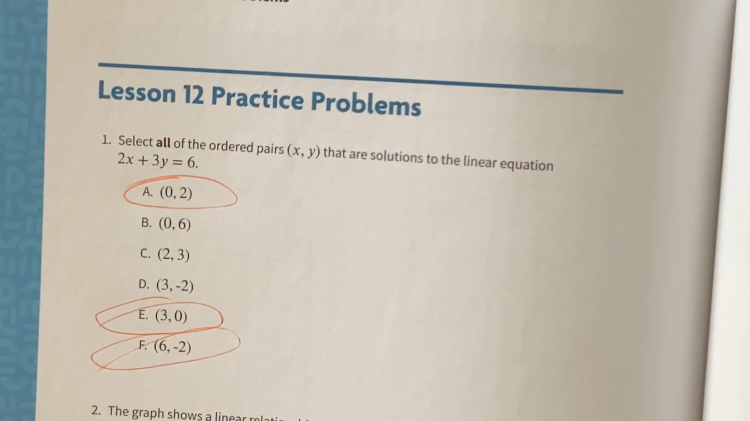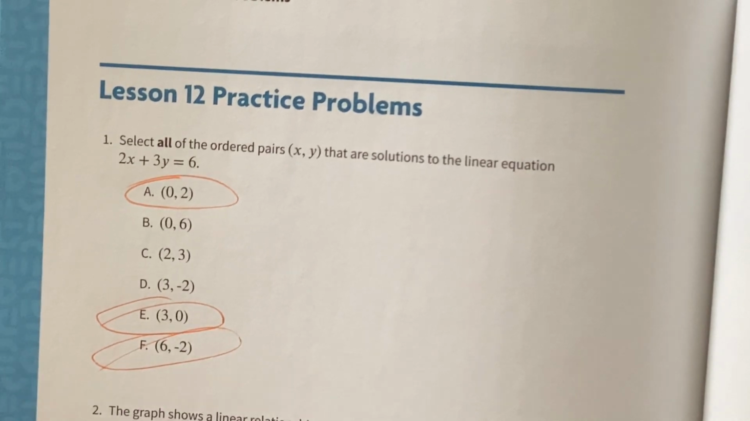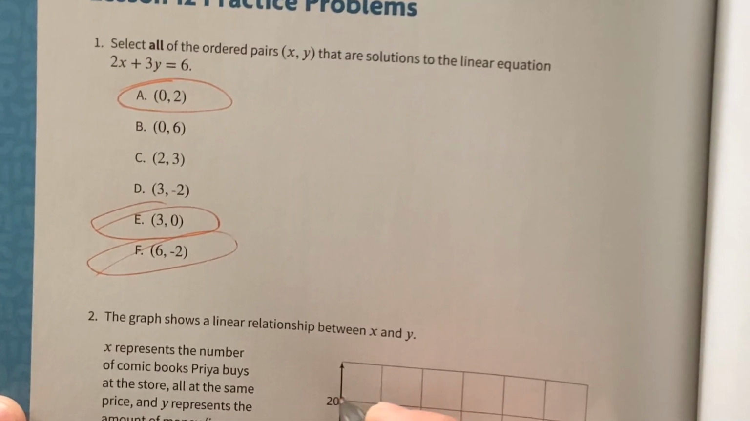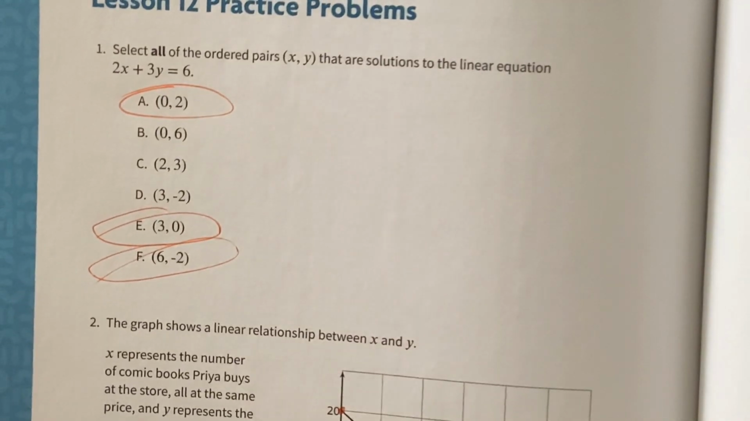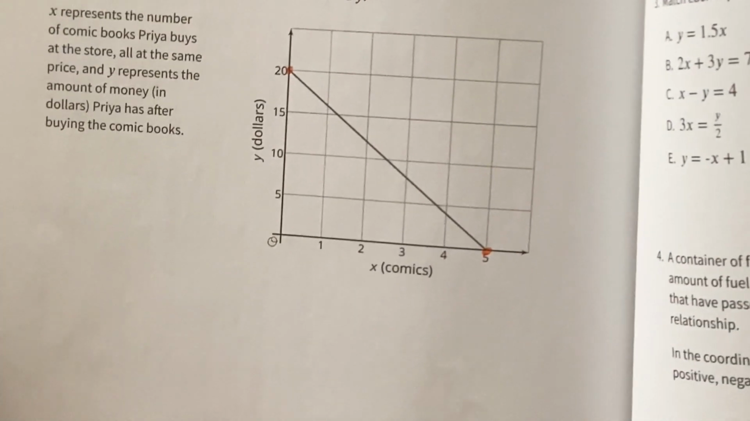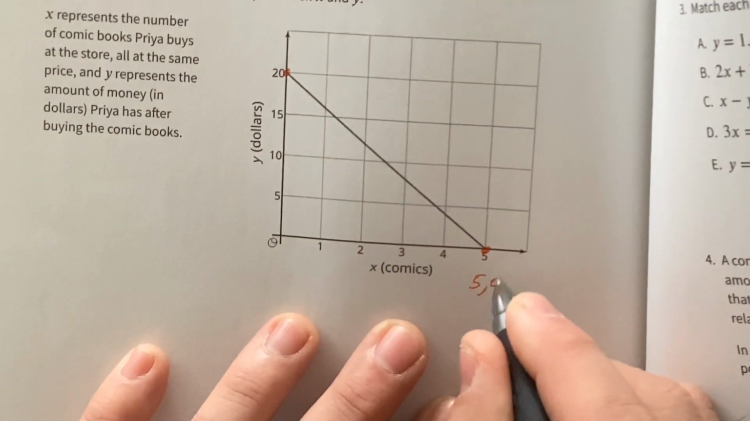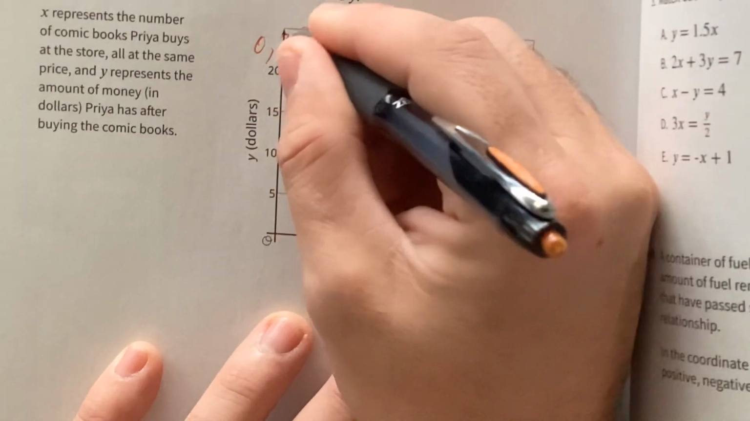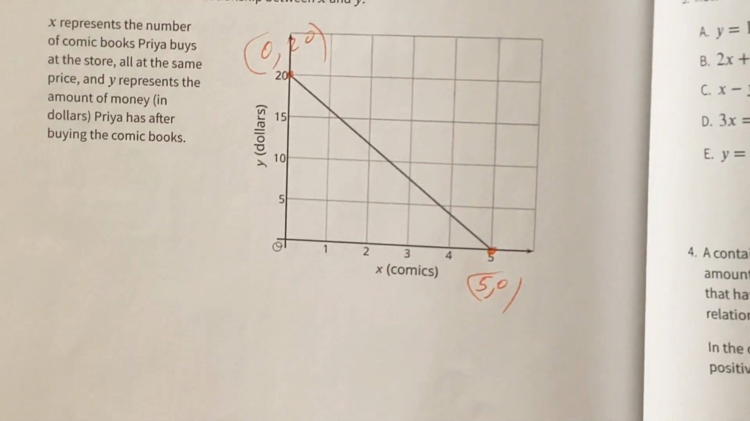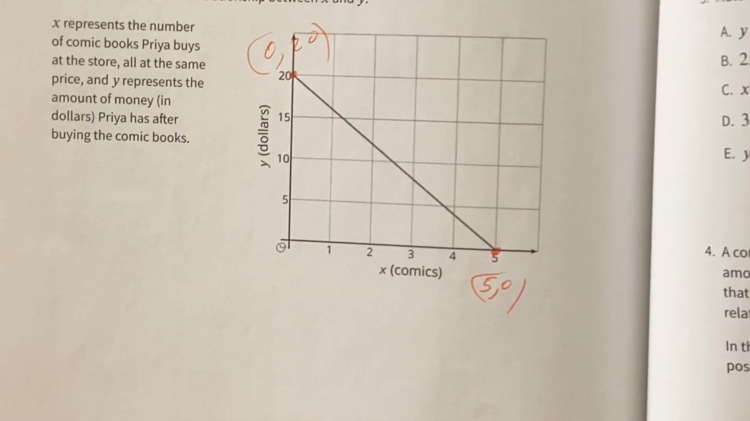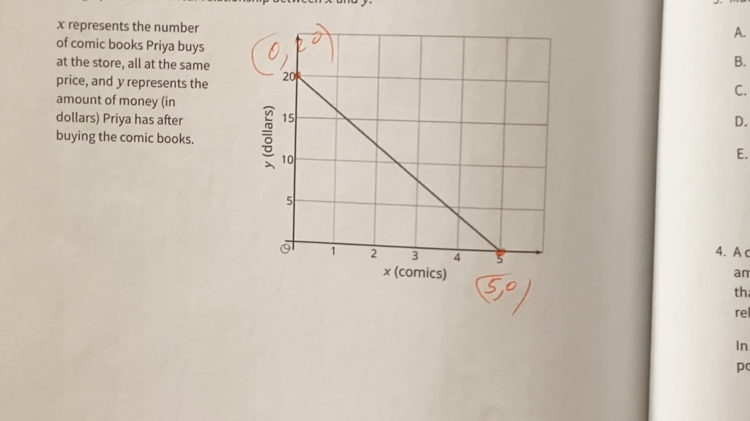Question number 2. Find the x and y intercept. There they are. 2 dots where we cross the x-axis and the y-axis. 5, 0, and 0, 20. So that's part A. On the next page, find and interpret the slope.